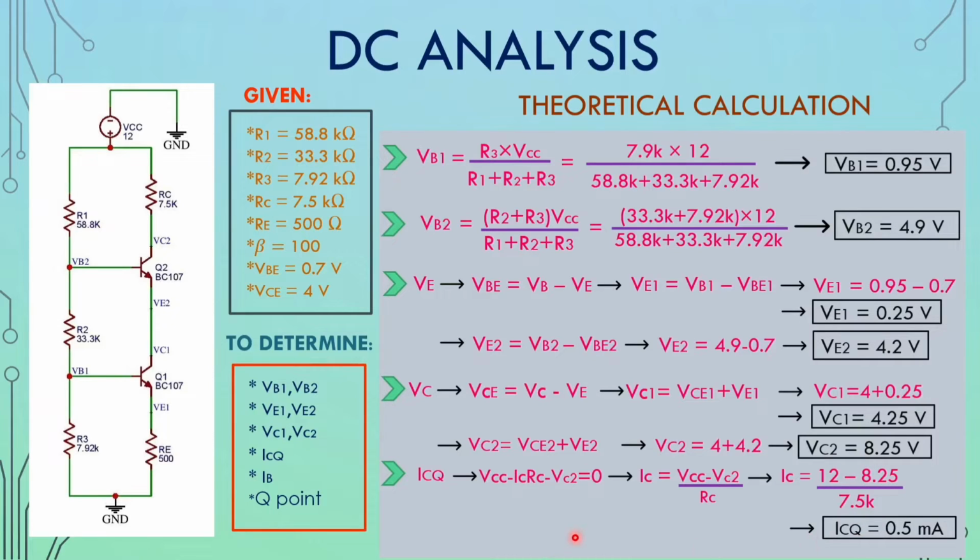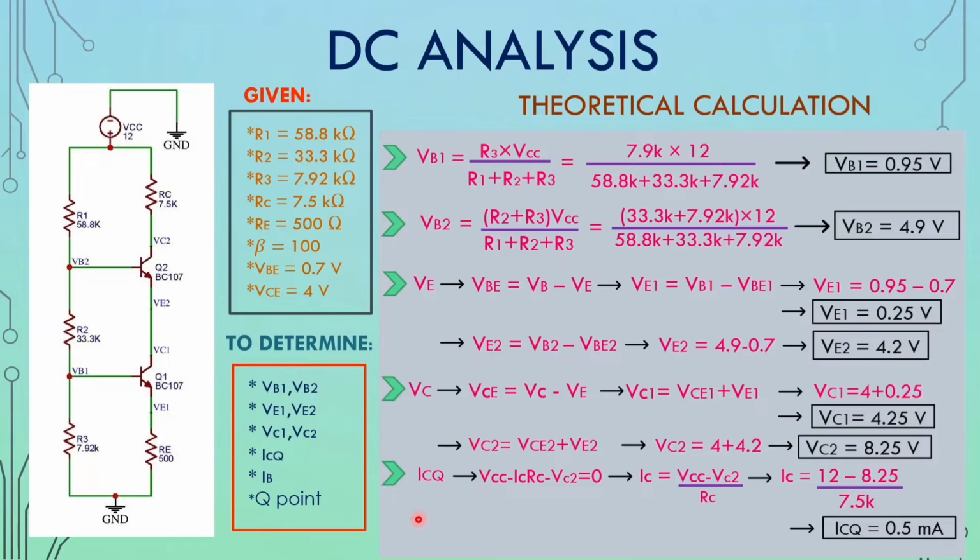As I said before, the transistors Q1 and Q2 are connected in series. So the collector current and the emitter current will be the same. So ICQ is equal to IEQ equal to 0.5 milliampere. Here the value of ICQ is 0.5 milliampere, which is for both transistors Q1 and Q2. So ICQ1 is equal to ICQ2 is equal to 0.5 milliampere.